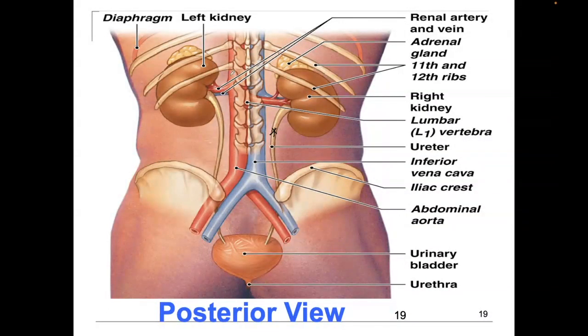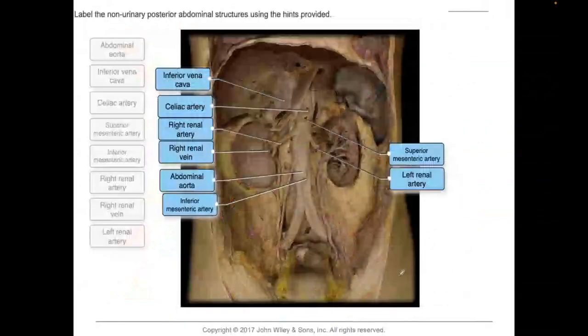Again, you could see the abdominal aorta. We could see the renal artery branching into the kidneys. You could see both ureters. We could see the urinary bladder and the urethra. Now let's take a look at this. This is just a dissection. And again, you can see we have the choices here, and we could just drag and drop. So this structure right there, that's the abdominal aorta. And the one adjacent to it, that's the inferior vena cava.